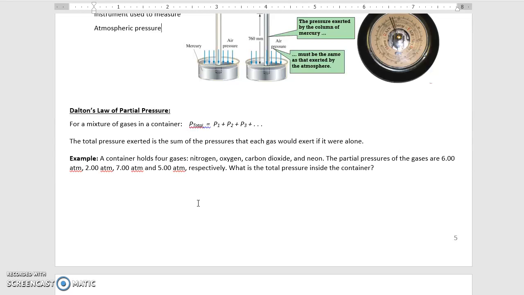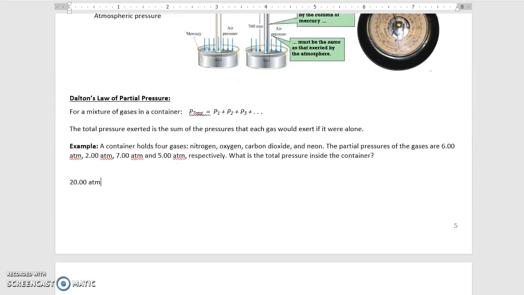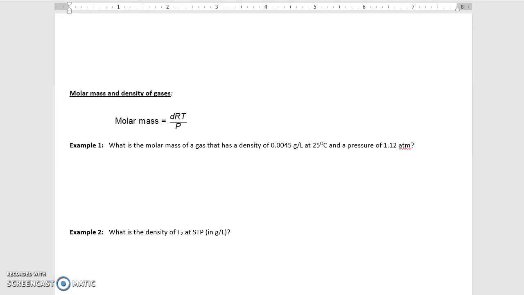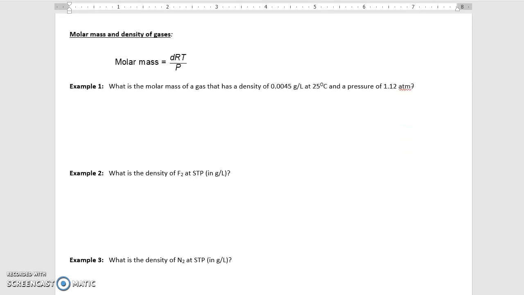In order to calculate this, you're just simply going to do some addition. So we're going to add up 6 plus 2 plus 7 plus 5, okay? So when you do that, you should get 20 atmospheres. Your answer here, you're looking at a total of 20 atmospheres. Now, if you want to be exact, you can put the 0.00 in, like in the problem, but that's all you're going to do there. Dalton's law, pretty easy, okay? We're going to look at something that's a little bit more complicated.